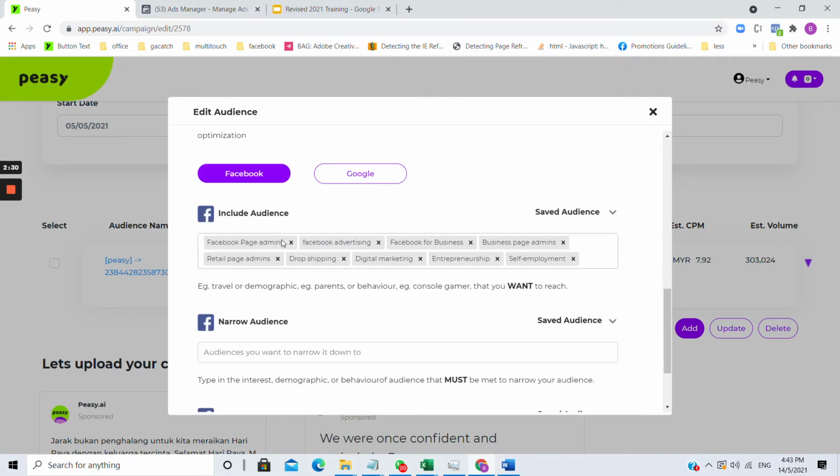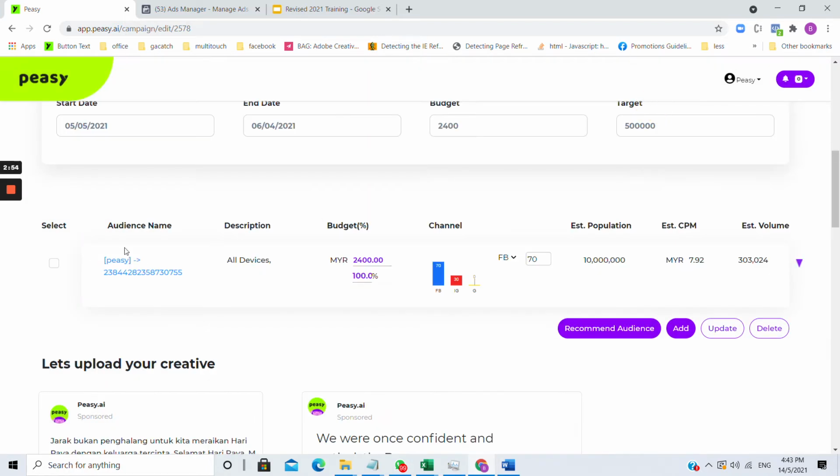So one group of people have an interest in Facebook page admin, Facebook advertising, Facebook for business. For another group of audience, it creates another segment that has the other remaining interests. And when it does split testing, one of the most important things that Peasy would avoid is overlap. It will always ensure, let's say, if we break this segment that has a 10 million population, it will be broken down in a way that there is no overlap. You wouldn't find someone who is in both segments.